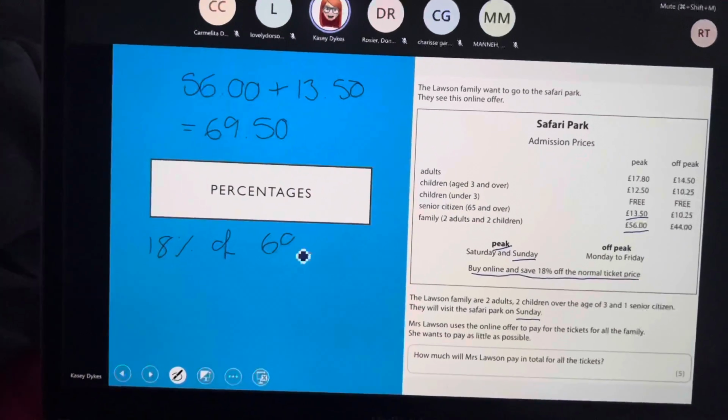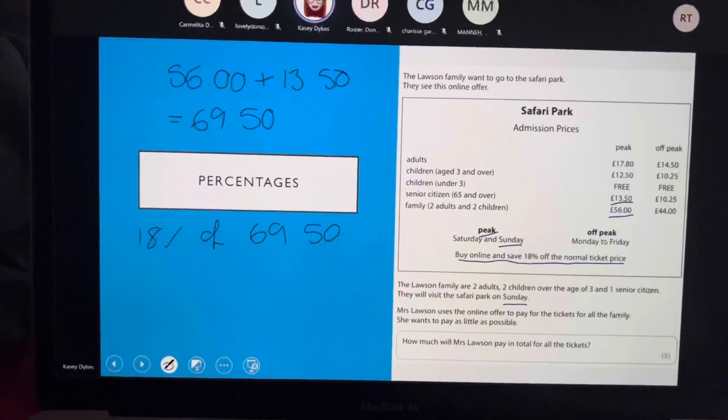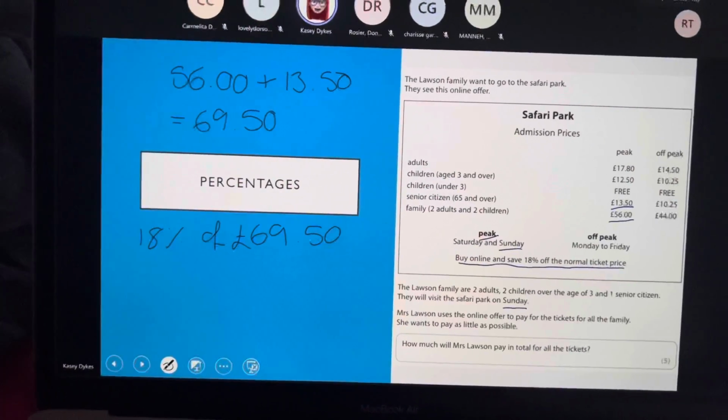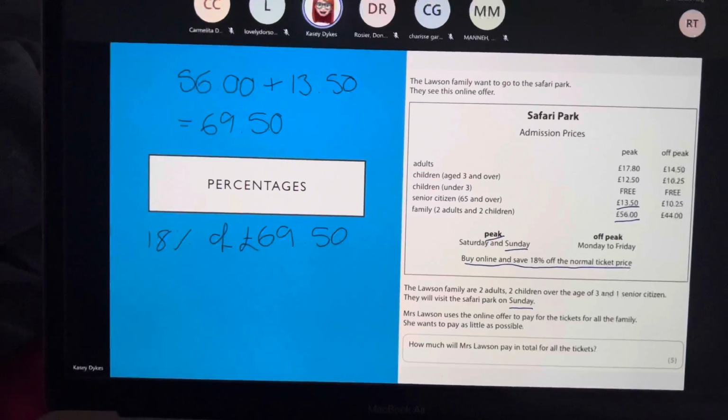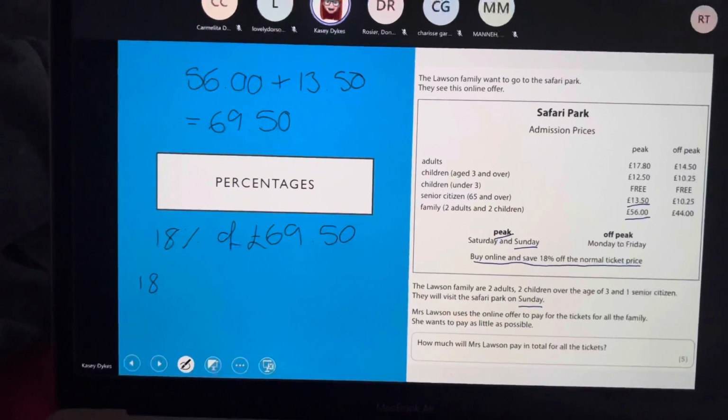So again, there's a few different ways to do percentages. You might have a different method, but if it's something that you don't know how to do, then think of it like your fraction.